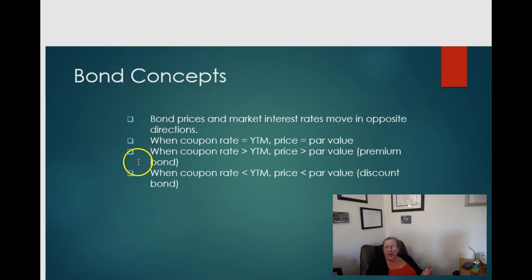When the coupon rate is greater than the market rate, then the price is going to be greater than the par value. We call that a premium bond. When the coupon rate is less than the market rate or the yield to market, the price is going to be less than par value, and that is considered a discount bond.